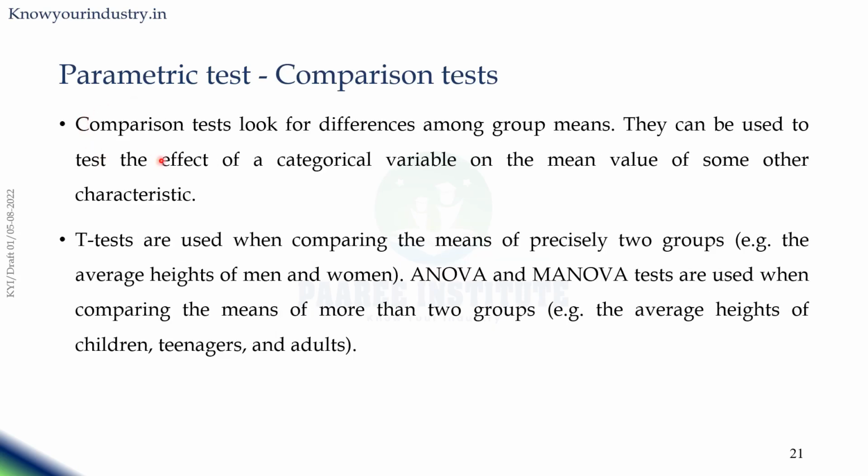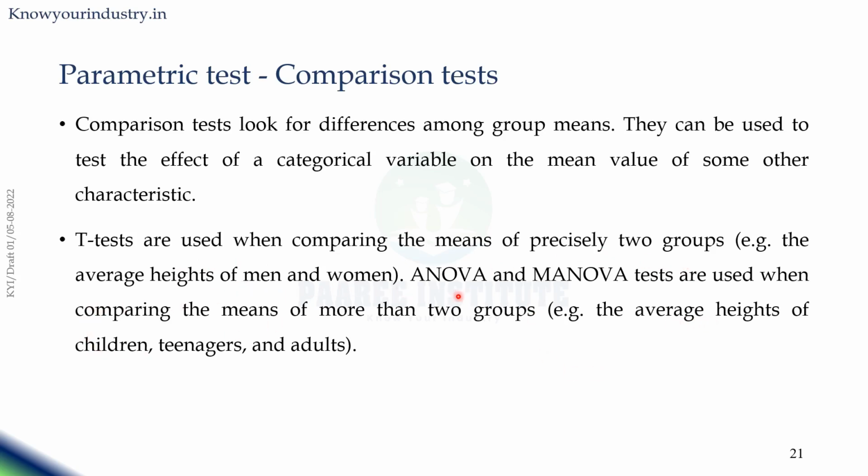In this slide, we are going to talk about the parametric test which is called comparison test. Comparison tests look for differences among group means. They can be used to test the effect of a categorical variable on the mean value of some other characteristic. T-tests are one of the comparison tests and are used when comparing the means of precisely two groups. For example, the average heights of men and women.